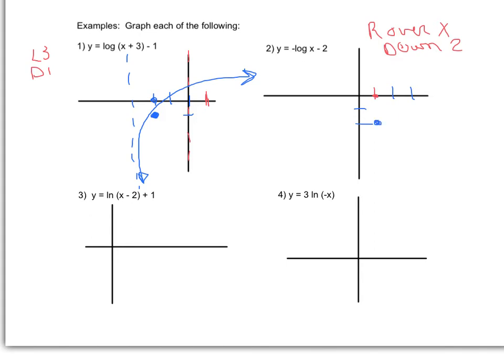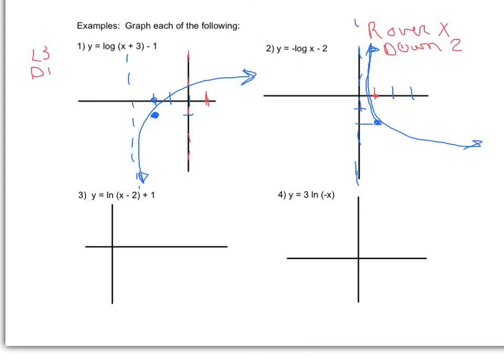Notice that because I'm not going left or right at all, I'm not going to change my asymptote. So my asymptote is still going to be here at x equals 0. My function would normally look something like this. Because it reflects, it's going to look something like this. So when it shifts down 2, I should have a logarithmic function that looks something like that.